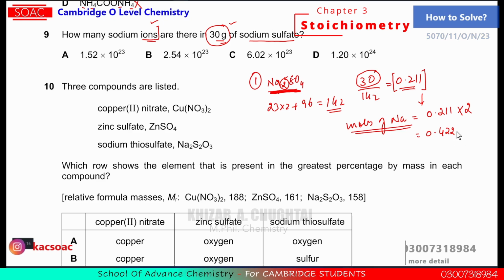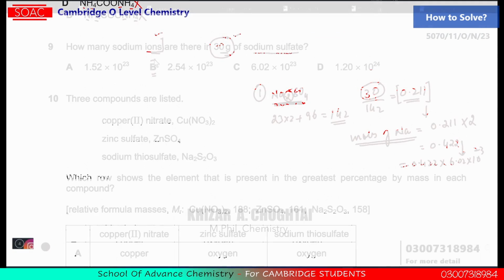So now these are the mole of sodium atoms or sodium ion, you can say. Now I'm going to change them into the ions. These are the mole of ion. I'm going to change them into ions. So 0.422 multiplied by 6.02 into 10 raised to power 23. B is the correct option.